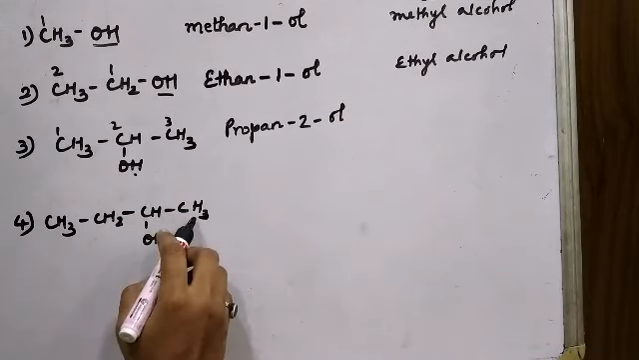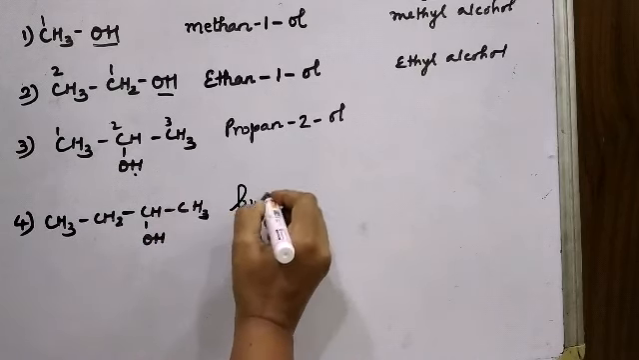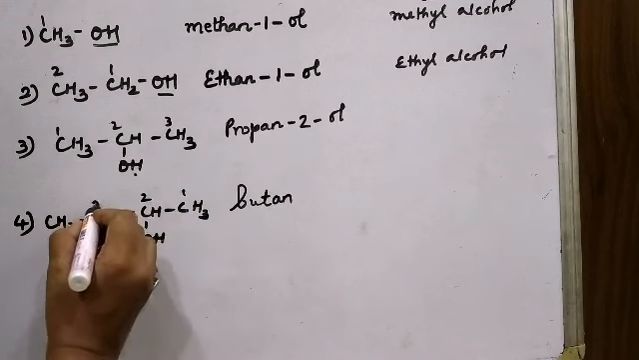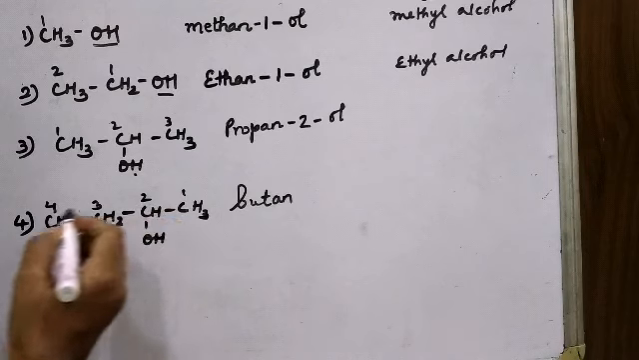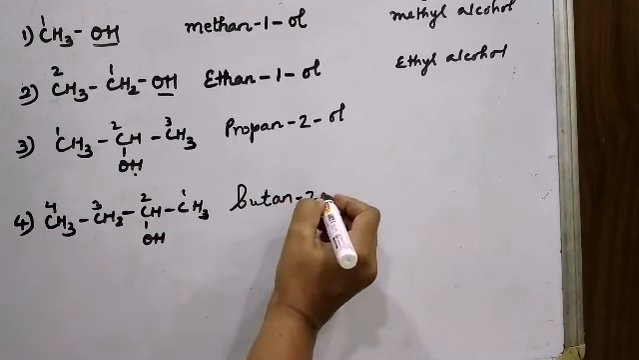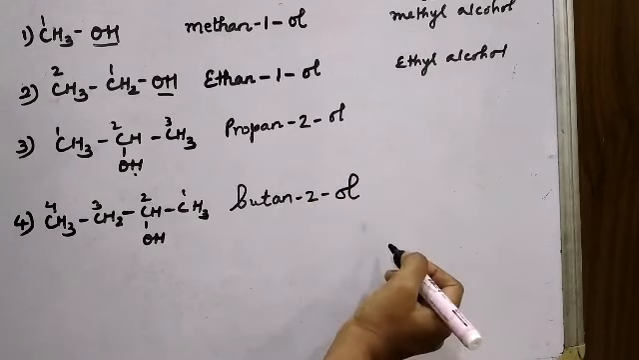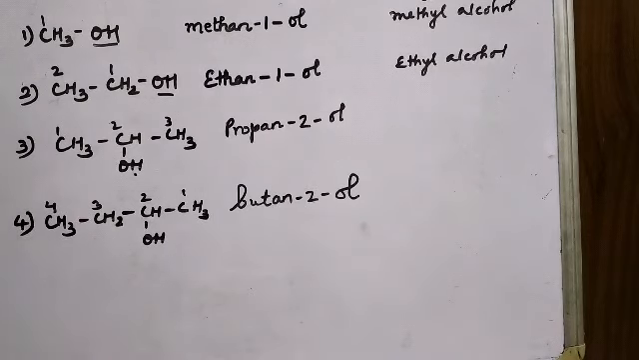Here there are 4 carbon atoms present in the straight chain. So our root word will be butan. We have to number the carbon atoms, giving the lowest number to the functional group. So I have to number the carbon atoms from right to left. The alcohol is on carbon atom number 2 and the suffix is OL for alcohol. So the name of this compound will be butan 2-ol.